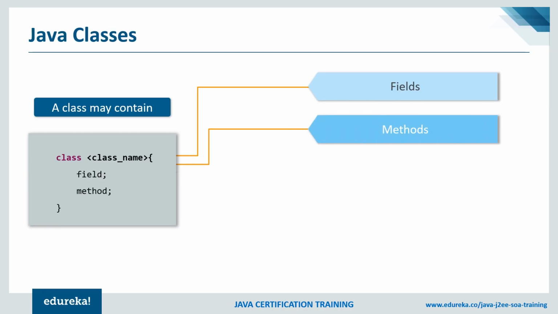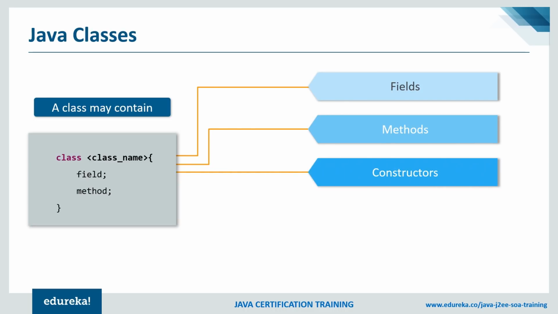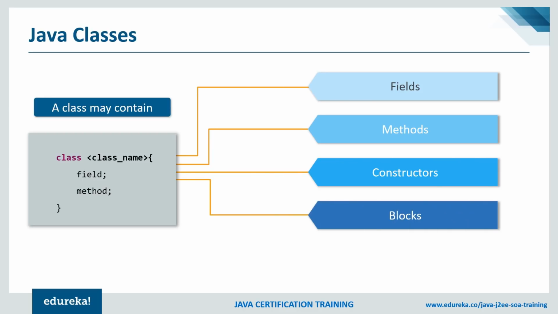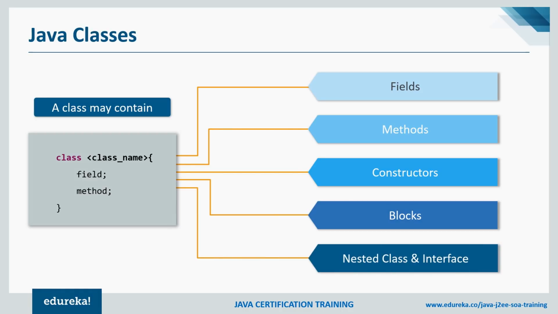Then it can have methods. For example, save the user, register the user, delete the user. All these are the methods which are going to process the data. Now, other than the fields and methods, we can have even more things. We have something known as constructors, which are used to provide some initial values to the fields. Then we have blocks, which are very much like constructors. We even have nested classes and interfaces. So we can have a class within a class, or we can have interfaces.